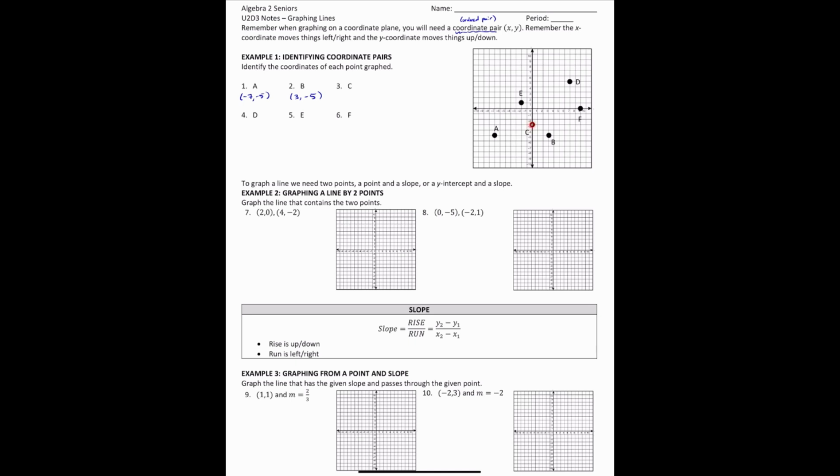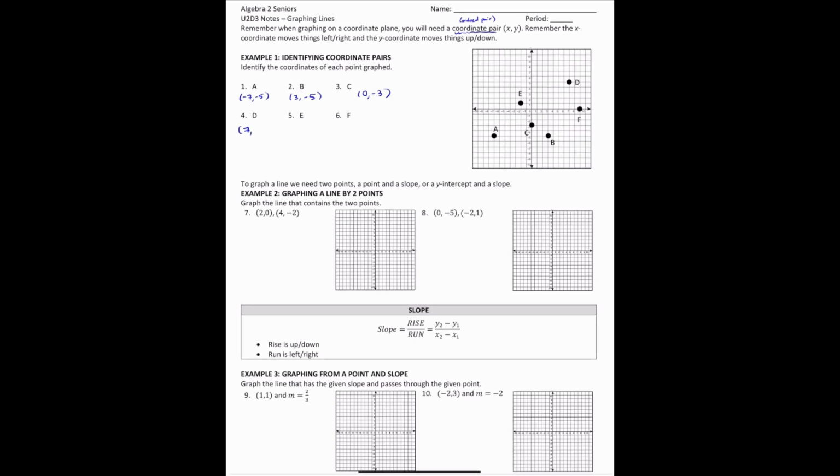So let's take a look at point C for number 3. It's located right here. So I'm starting from the origin. I don't need to move left or right, but in order for me to get to C, I need to go down 3. So that is -3 for the y. So your answer is 0, comma, -3. So now I'm going to go quicker. So number 4, D is 7, comma, 5. E is -2, comma, 1. And F is 9, comma, 0.